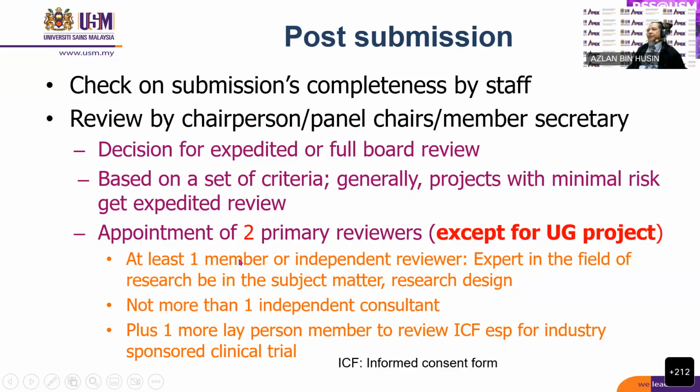Okay, except for undergraduate project. Undergraduate project, provided it is low risk, will be reviewed like a lump sum as a package. There are a few examples that are already being actively done, like in the School of Health Sciences, and there are also a few programs in the School of Sciences that use this pathway.